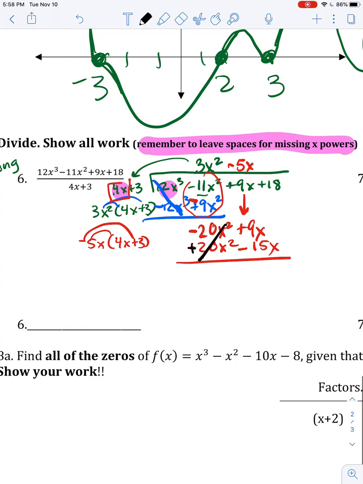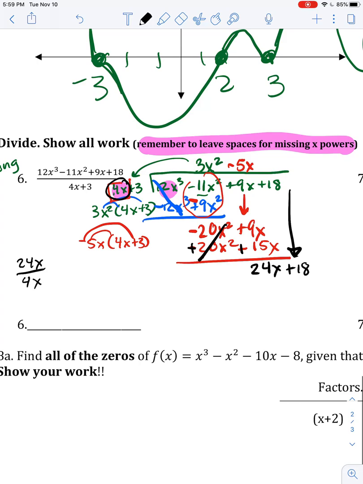Negative 20x squared minus a negative 20x squared turns to adding and is gone. 9x minus negative 15 turns to adding as well and becomes a 24x. Bring down the 18. Now I'm on round 3.